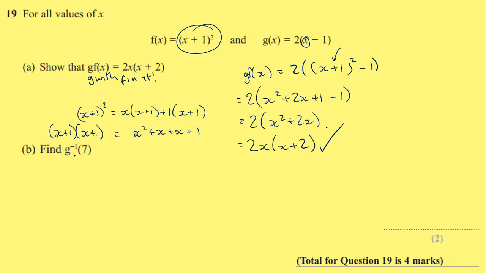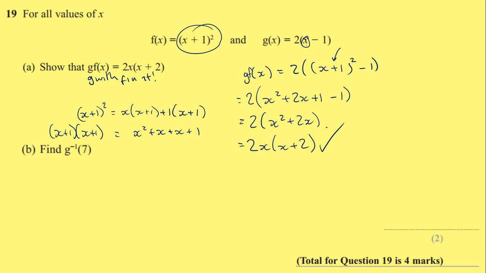Find g to the negative 1 of 7. Okay, there are a few ways to go about this. There are a couple of ways to go about it. You can do it really, really easily, to be fair, and you can do it using actual inverse functions. Now, using the inverse functions is a little bit tricky, really.